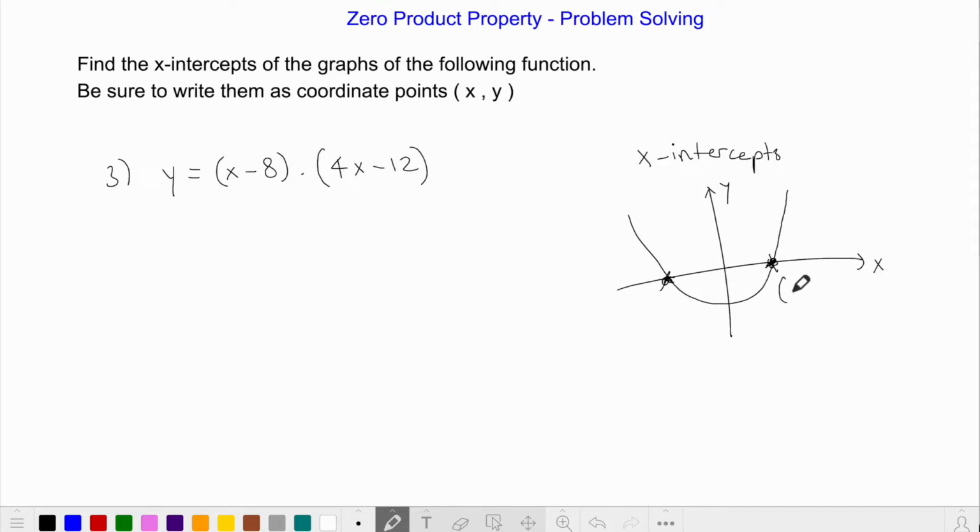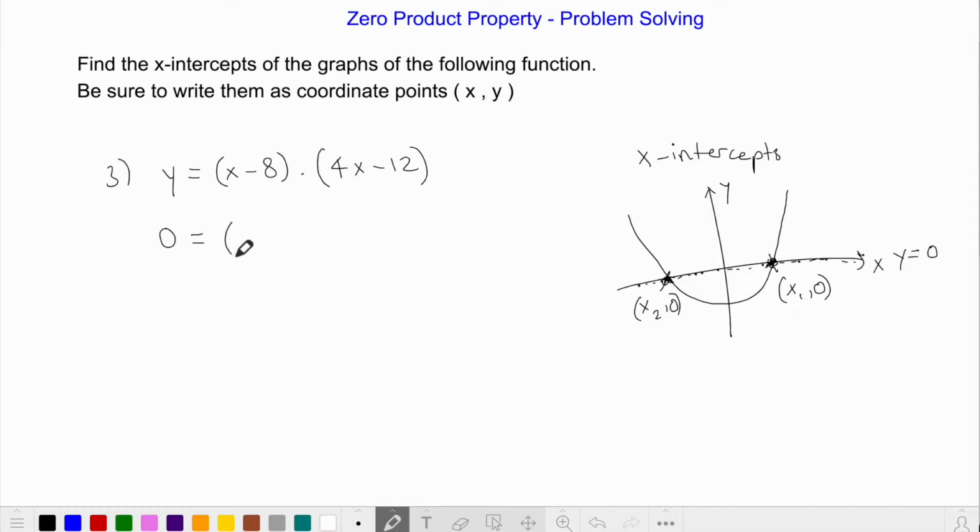So at x-intercepts, there is an x value, but the y value is always 0. And here as well, there is an x value and the y value is always 0. Because if you pick any point on this line, y is always 0, because this axis is also known as y is equal to 0. The concept is, at x-intercepts, y is always 0. So we're going to use that concept.